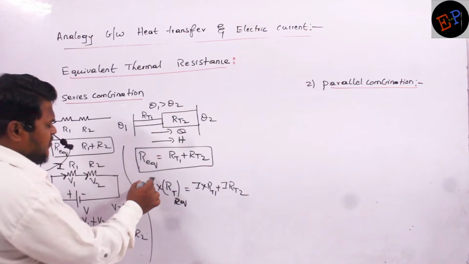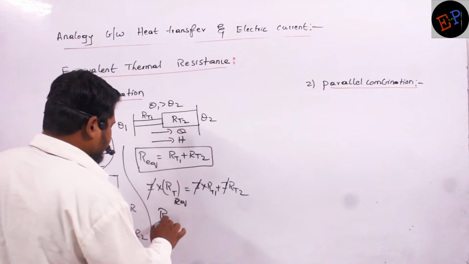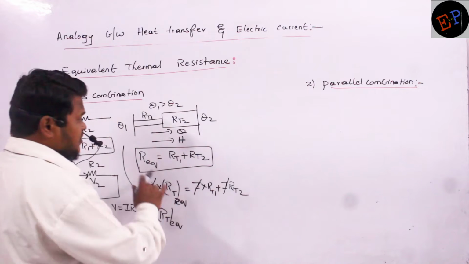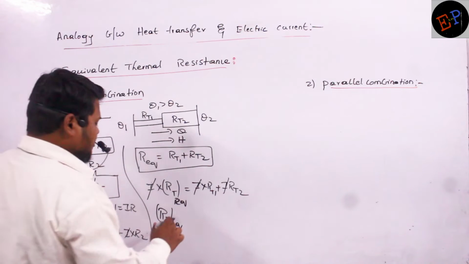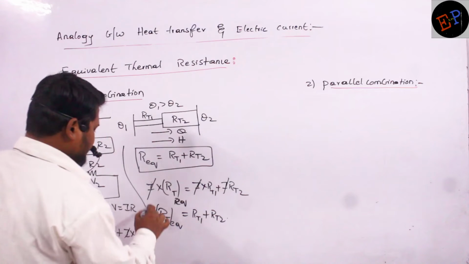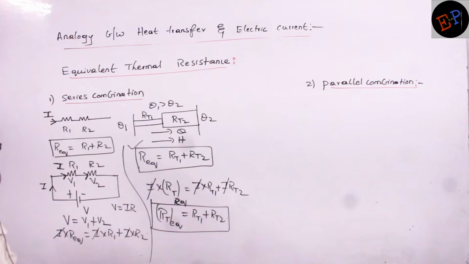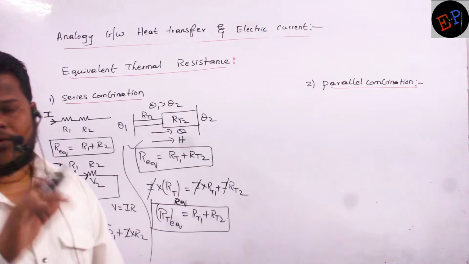So therefore, if I cancel the heat currents, what is the answer I got? I got RT, the equivalent thermal resistance of the total combination, is equal to the thermal resistance of the first rod plus the thermal resistance of the second rod. That's all. This is the equation which I will get. Understood? Similarly, we will try to do the calculation for parallel combination also.